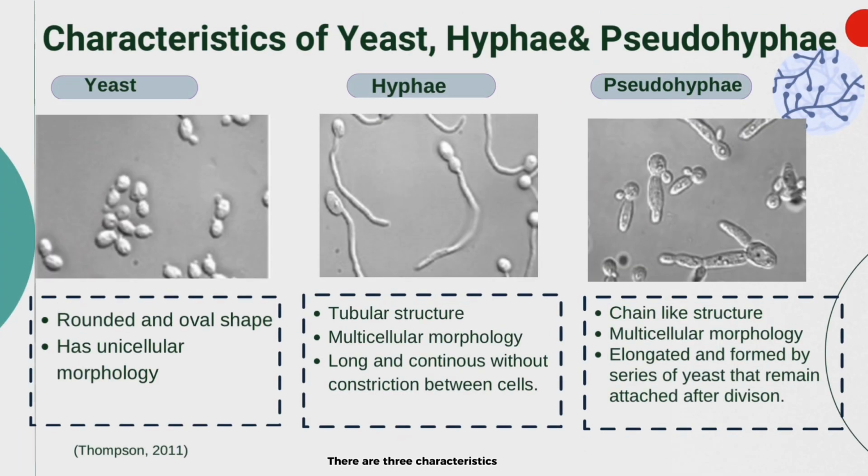There are three characteristics of fungus. First is yeast, which has a round or oval shape and a unicellular morphology. Second is hyphae, characterized by its tubular structure and multicellular morphology. A unique feature of hyphae is that it has long, continuous structures without constrictions between cells, resembling a tail. Lastly, pseudohyphae have a chain-like structure and are multicellular. Pseudohyphae are elongated and formed by a series of yeast cells that remain attached after division.